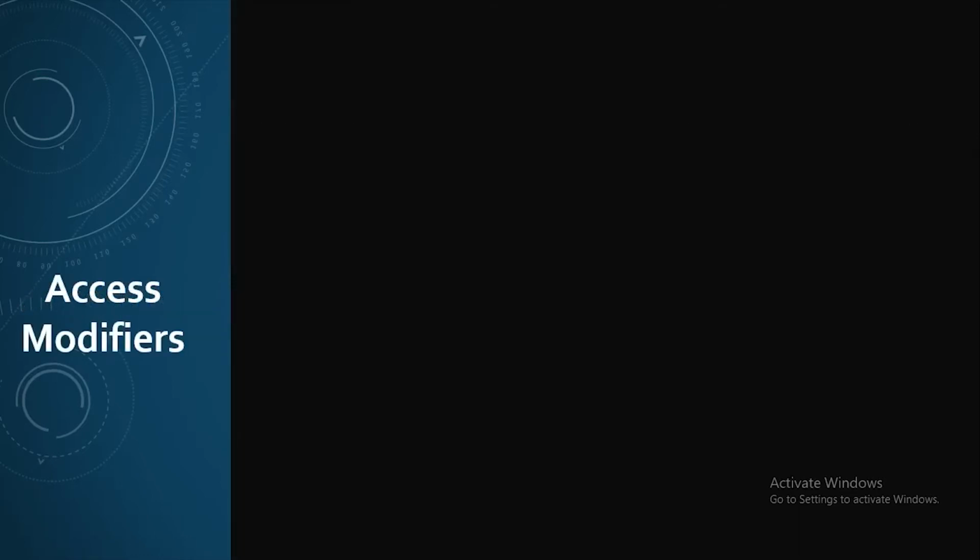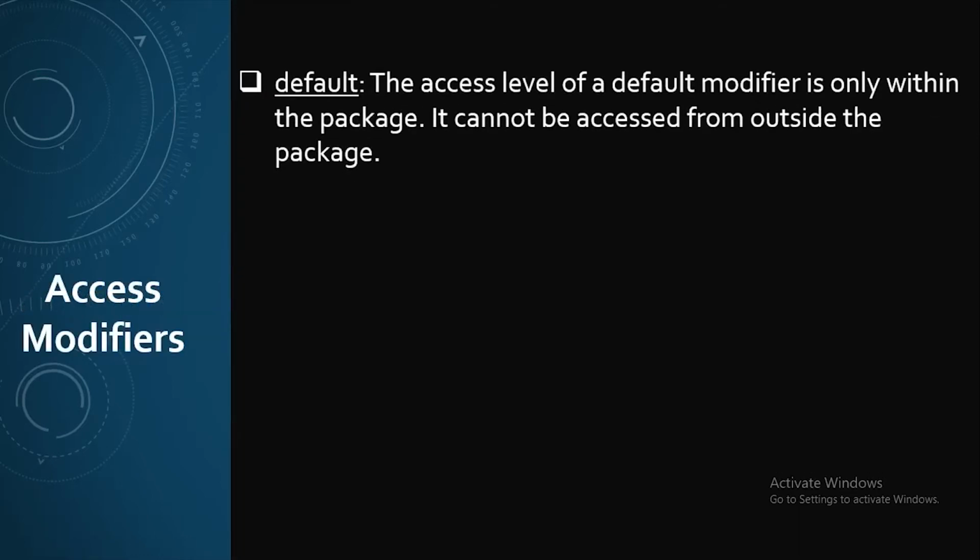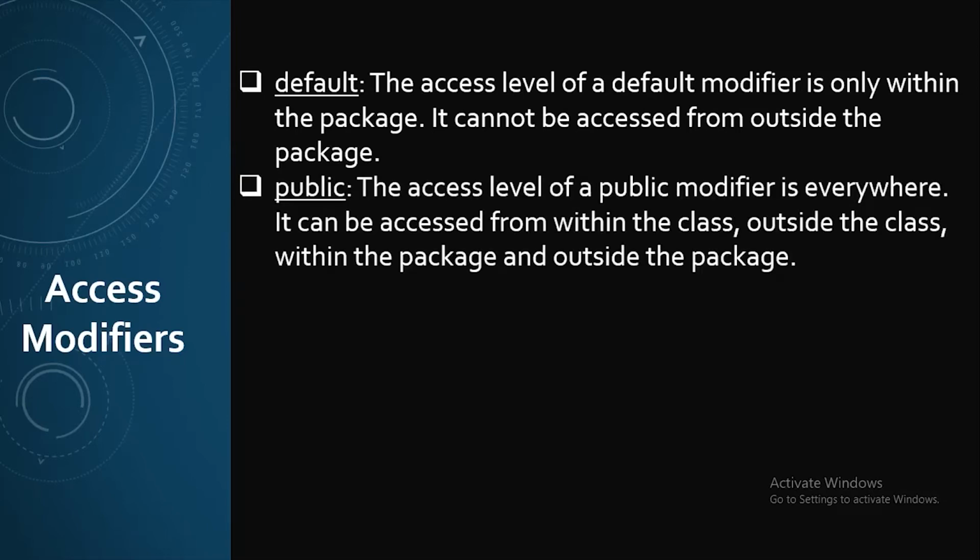So the first access modifier available here is default, and we say the access level of a default modifier is only within the package. It cannot be accessed from outside the package, and I believe you know what a package is. The number two is public, and about public it says the access level of a public modifier is everywhere. It can be accessed from within the class, outside the class, within the package or outside the package. And that is why you have seen me or any other tutorial videos that we all mostly use public for all of our tutorials.